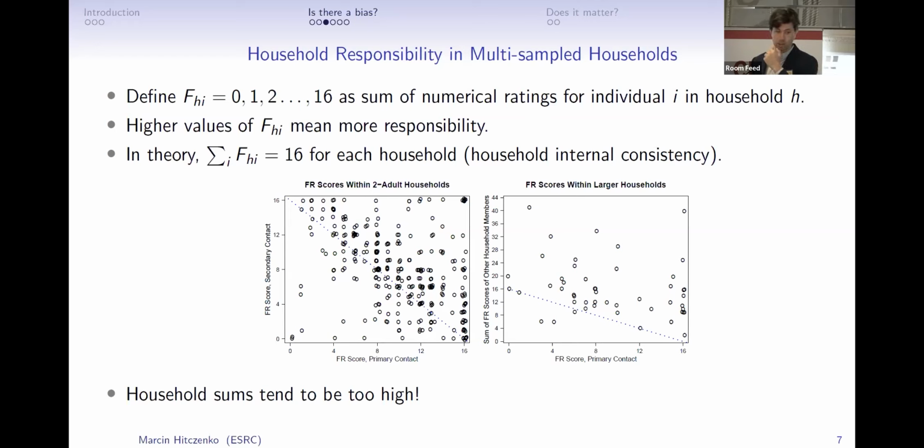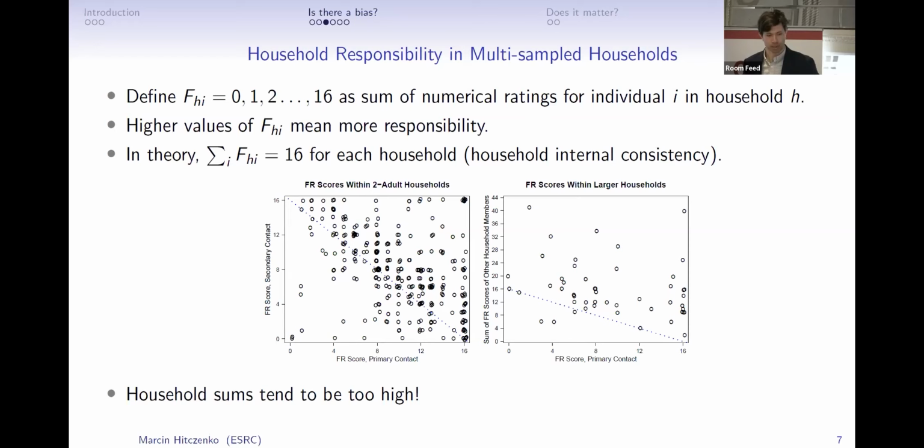So now it goes from 0 to 16. Again, higher values of F correspond to more responsibility. So in theory, within each household, the sum should be 16 if the household is internally consistent. And of course, there's good reasons why that won't always be the case.